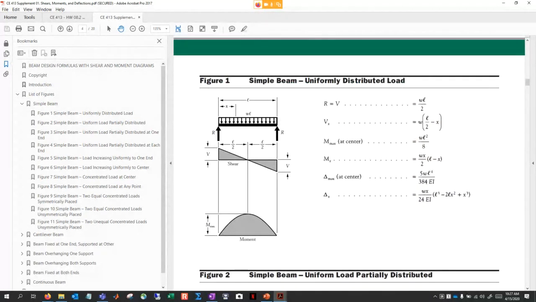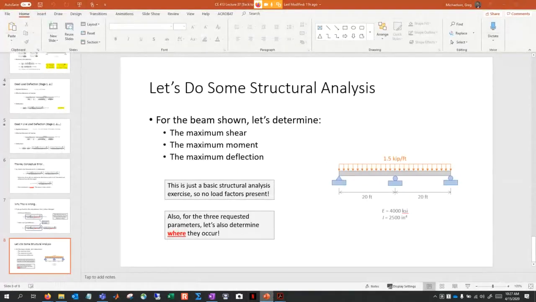This is figure 1. Figure 1 is our simply supported beam, uniformly distributed load. Everybody should be familiar with WL squared over 8. That's where we got that. That's where we got 5WL to the 4th over 384 EI for deflection, and so on and so forth. I want to use this aid to do this problem, okay?